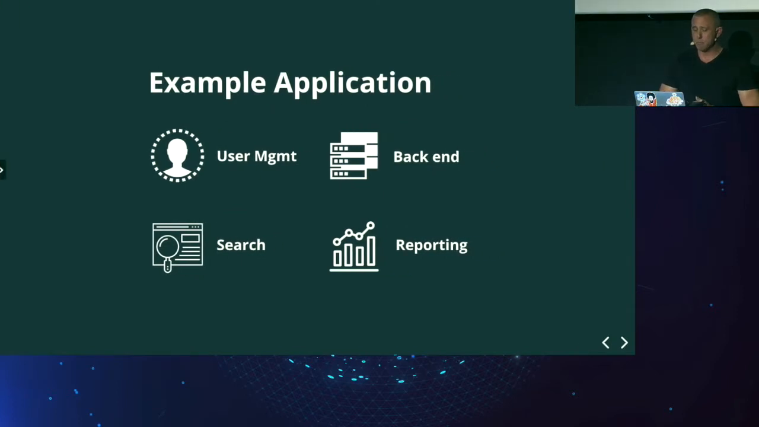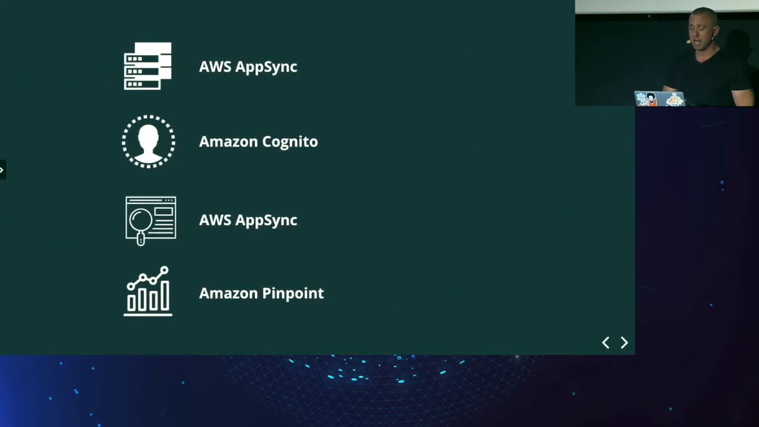In our React app, we want to build an example application that covers a lot of the main features a typical application would need. A typical application needs user management, it needs a data layer, it needs search, and typically analytics and reporting. We're going to build all 4 of those main features using the CLI. For the data layer, we're going to be using AWS AppSync with a NoSQL database. For identity management, we're going to be using Amazon Cognito. For search, we're also going to be using AWS AppSync because we're going to be searching from our data layer there. And for analytics, we're going to be using Pinpoint.